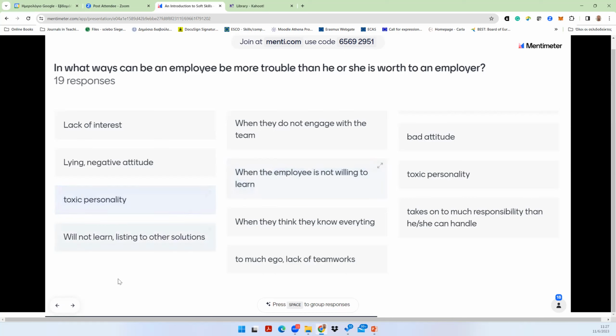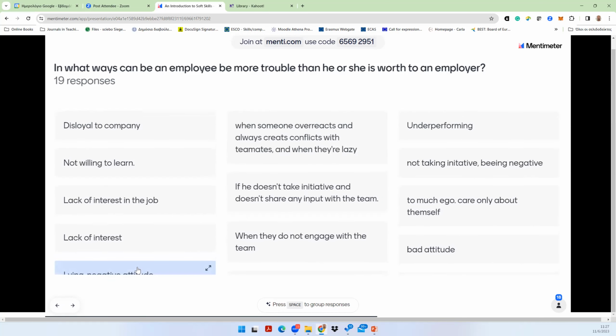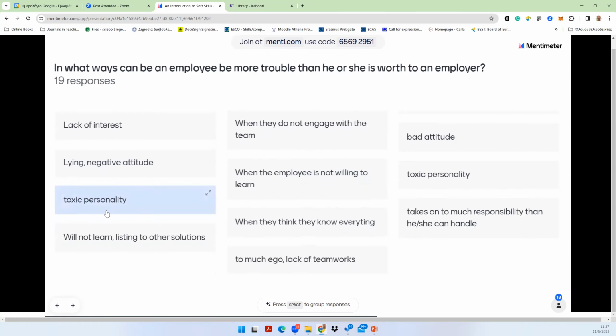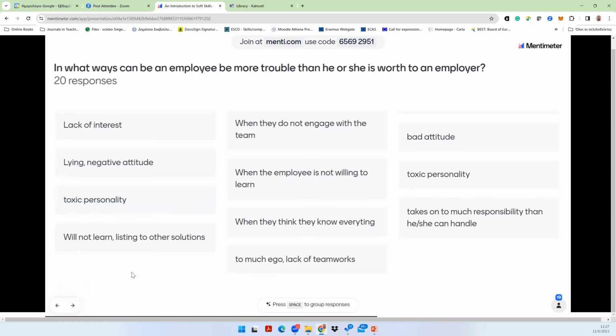Thank you very much, Andre. Thank you very much for sharing this with us. Very clear. Now I know more things about this toxic personality. I think probably all of us have performed and played this role, but also we have experienced this role.